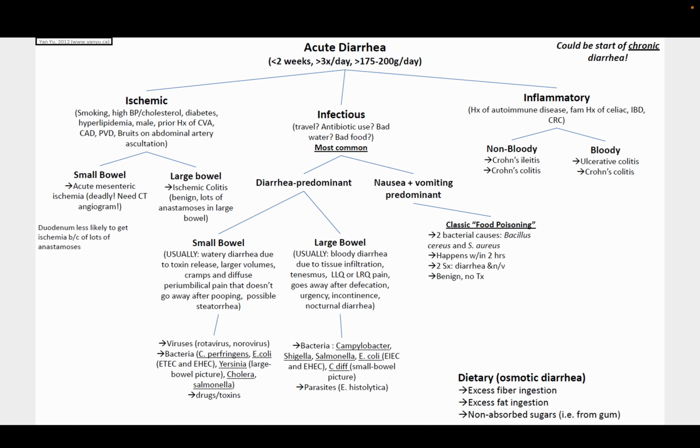Inflammatory causes, we will discuss in the chronic diarrhea part, ulcerative colitis and Crohn's disease. You should always remember the dietary consideration also. Some patients who have constipation take a lot of fiber food and a lot of fat. Sometimes they take non-absorbed sugar, in the form of gums or something. They will also have diarrhea. So you should ask for that history also.